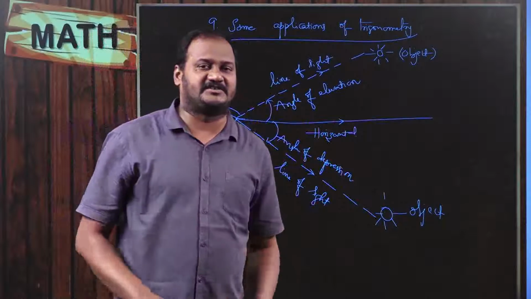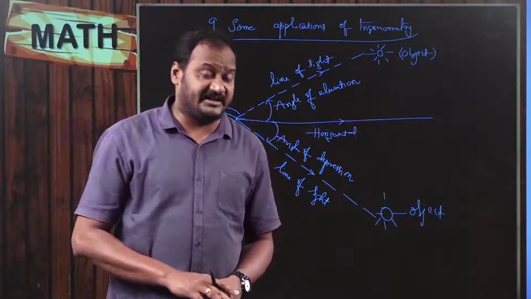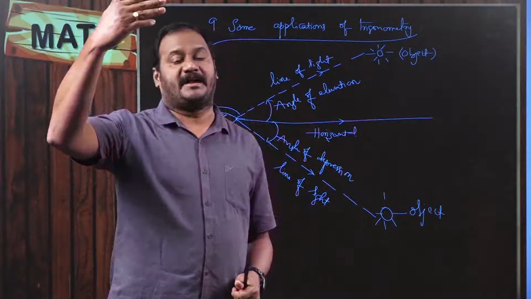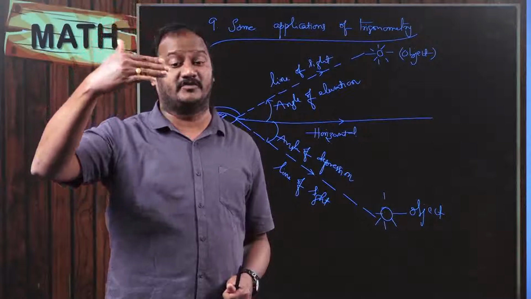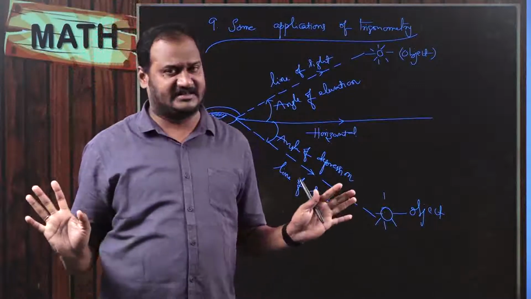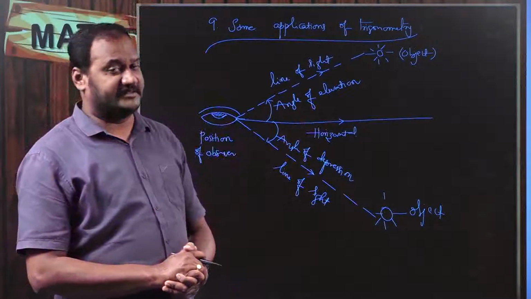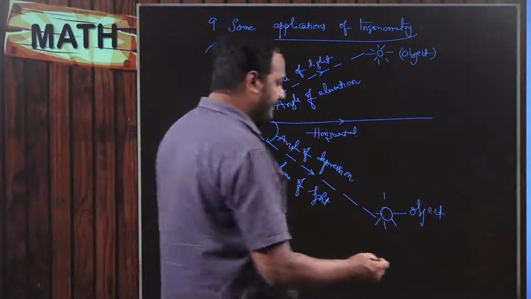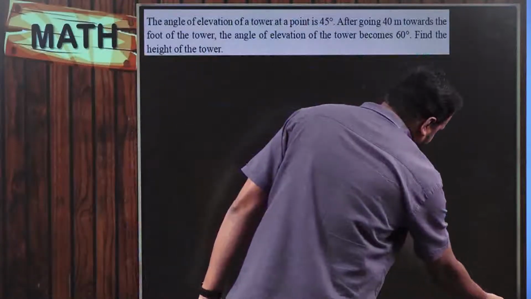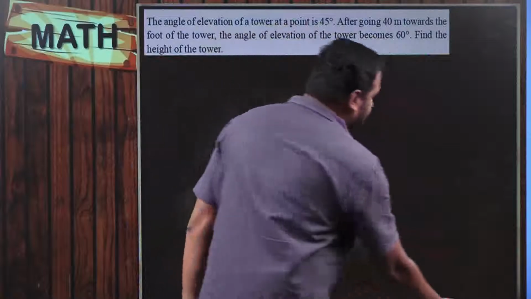Simply, angle of elevation means the angle obtained when you look up, and angle of depression is the angle formed when you look down, as simple as that. Okay, so this way we can define the angle of elevation as well as the angle of depression. And after that, in this particular chapter, we need to remember a few things.